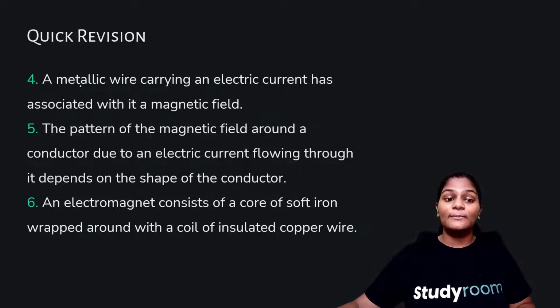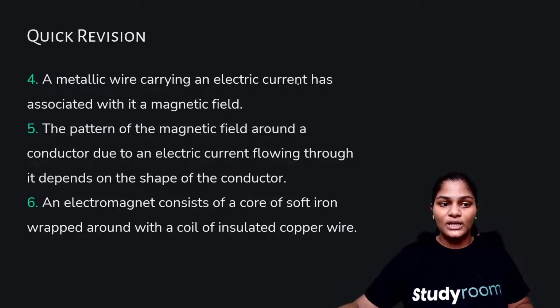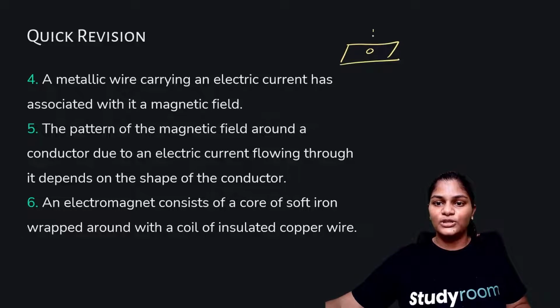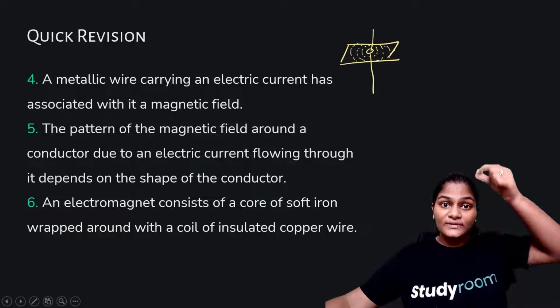Then it says that a metallic wire carrying an electric current has an associated magnetic field with it. So what does that mean? Do you remember this wire that we had taken and we had passed it through this hole? We had passed it through this hole like this. And what had we observed?